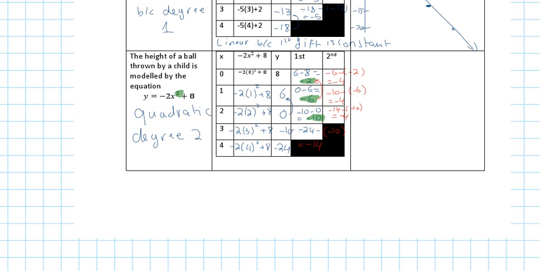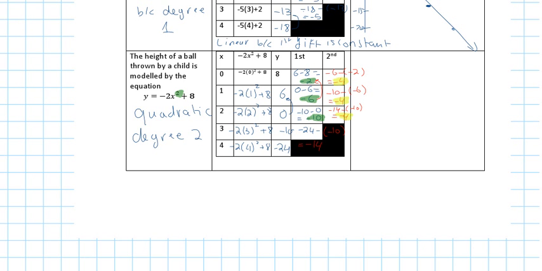So, if you look at this, your second difference here is constant. And that proves it to be quadratic. Okay? All quadratic functions are going to have a second difference constant. Okay? So, if I don't know the equation and I do my first and second difference, I know it's quadratic because my second difference is constant.